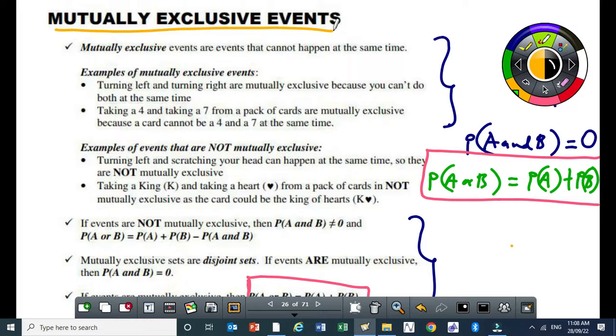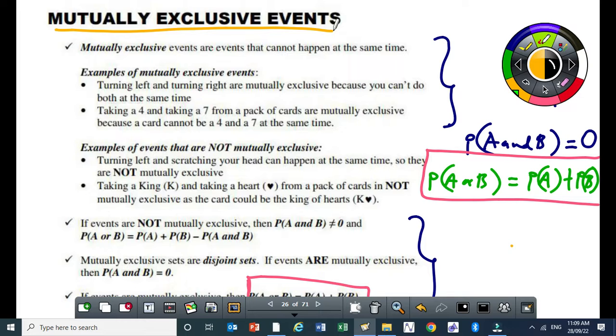Also, let's say at our school, if it's raining on a particular day, it can't rain and not rain at the same time. One has to happen. It has to rain only, or it doesn't rain. Those two events cannot take place at the same time. So we call them mutually exclusive events. Mutually exclusive events have their own identity or their own equation, which comes from the addition rule.